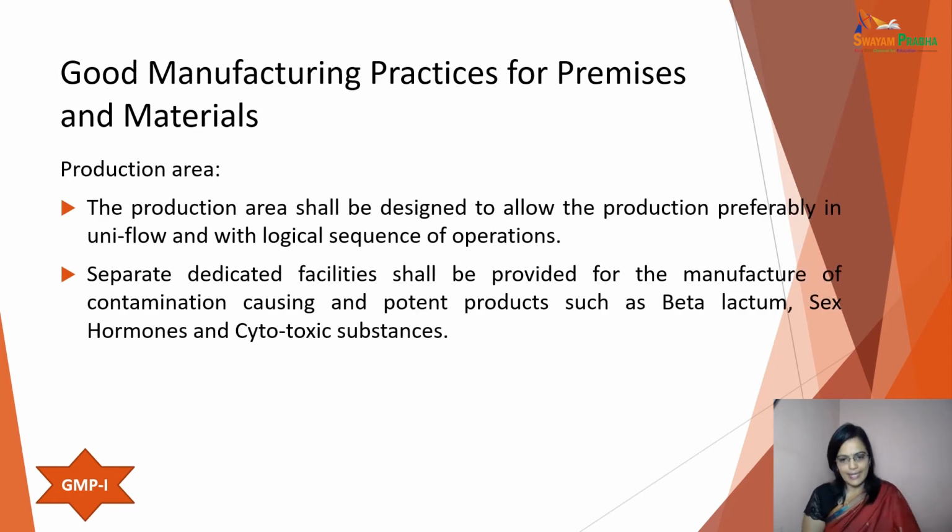Next is production area. Production area shall be designed to allow production preferably in uniflow with a logical sequence of operations. In order to avoid the risk of cross contamination, separate, dedicated and self-contained facilities shall be made available for the production of sensitive pharmaceutical products like penicillin and biological preparations with live microorganisms.